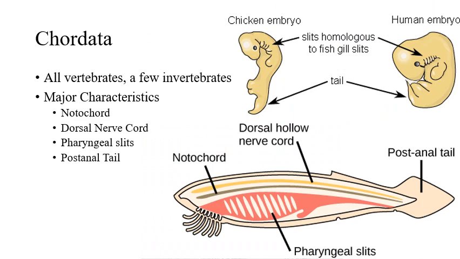It's important to remember that all vertebrates are chordates, but not all chordates are vertebrates, right? There are two groups that are not vertebrates. So a vertebrate is distinct from a chordate, but it's kind of a nesting thing, and everything is a nesting thing when we get into this. There are four major characteristics of chordates.